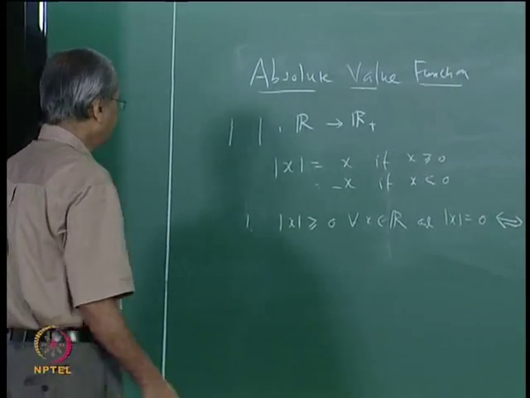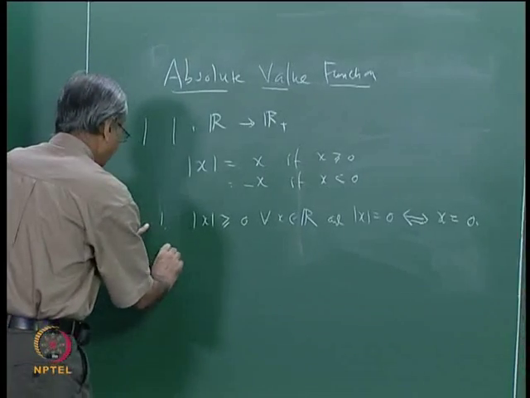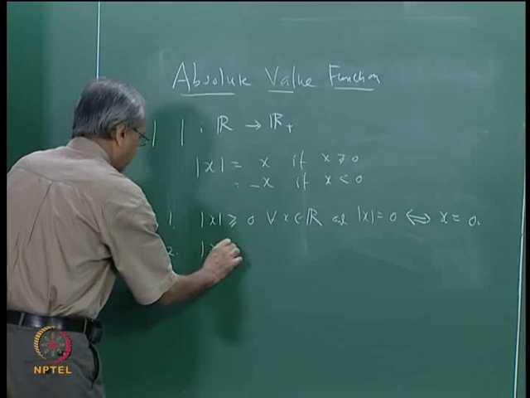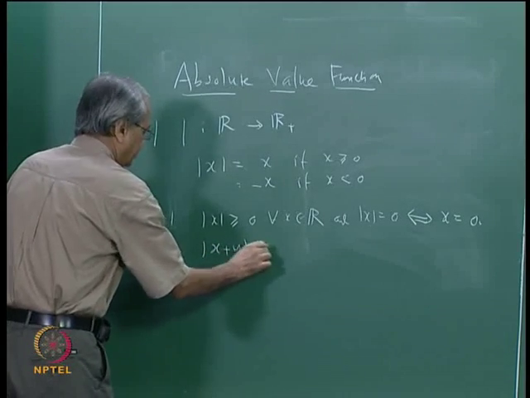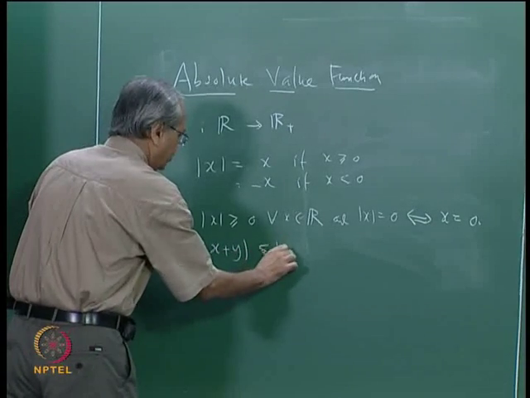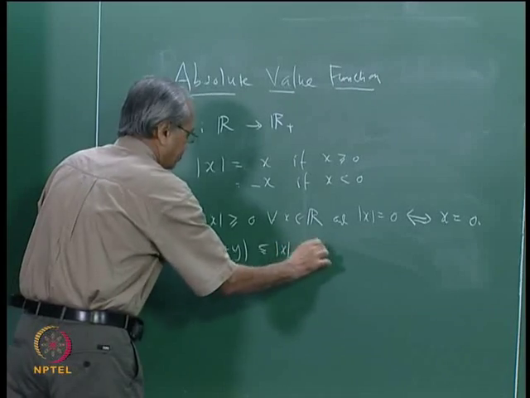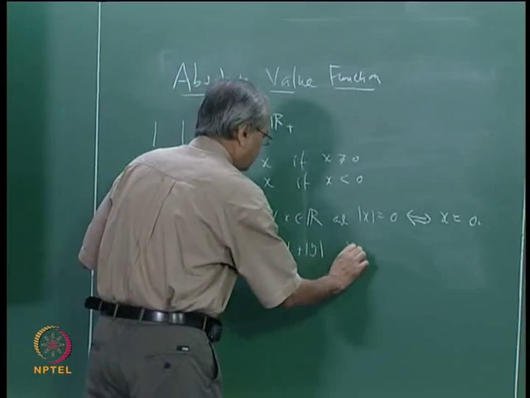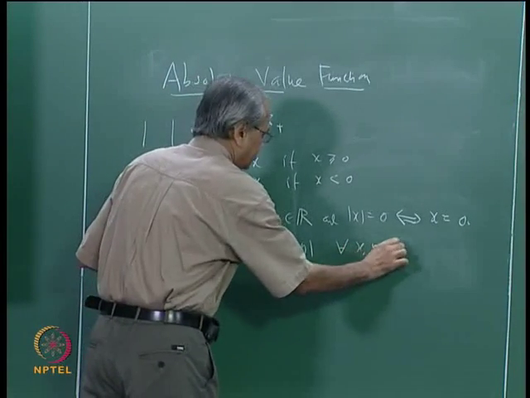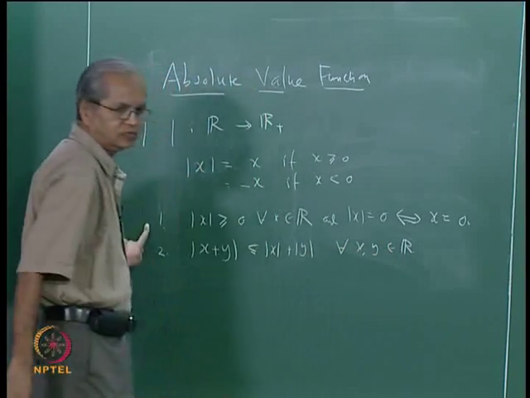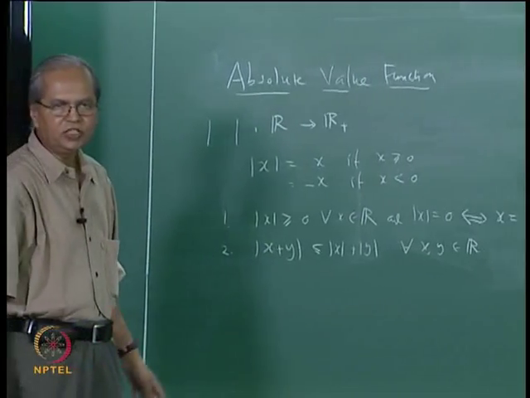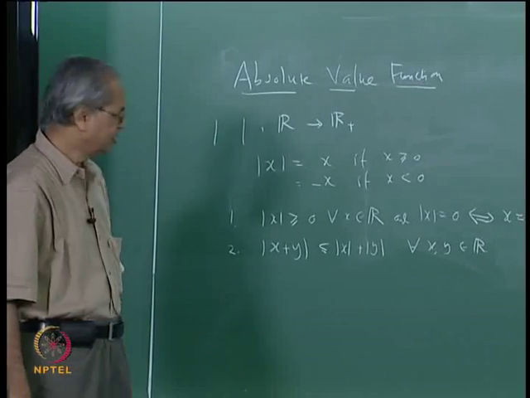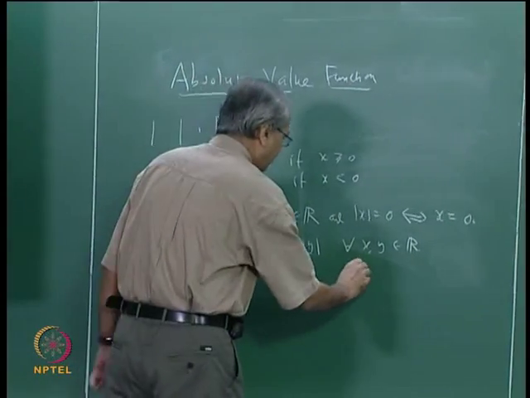And the second property is the following: absolute value of x plus y is less than or equal to absolute value of x plus absolute value of y. And this is true for every x, y in R. In fact, this property and properties like this we shall come across very often in this course. This property has a well known name, it is called the triangle inequality.